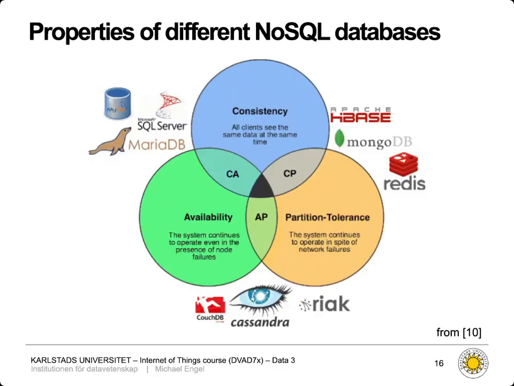So here's another graphic that shows the properties of different NoSQL databases in a context here. So we have three properties: consistency. Consistency means that all clients of your database see the same data at the same time. Sometimes this is very much required.